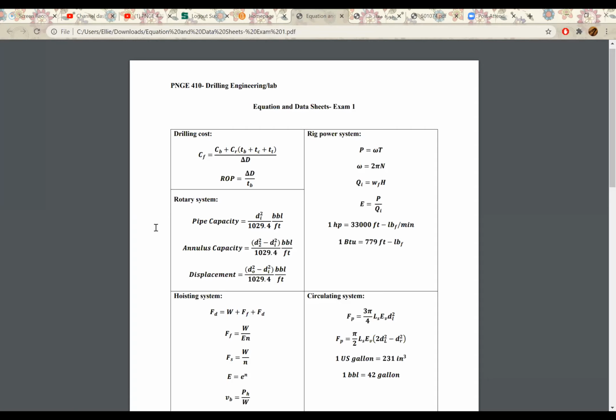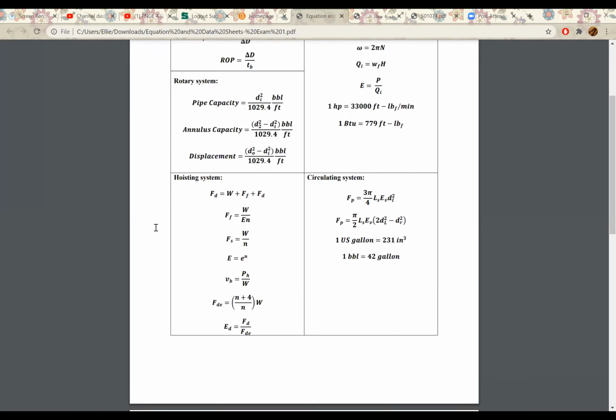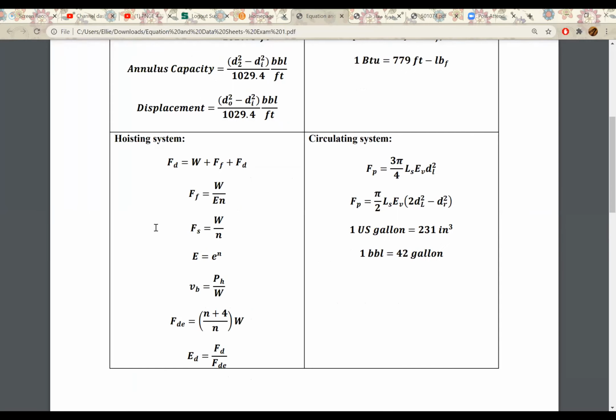Can you go over one of the hoisting system problems? Sure. The hoisting system. So hoisting system basically are these equations, right?